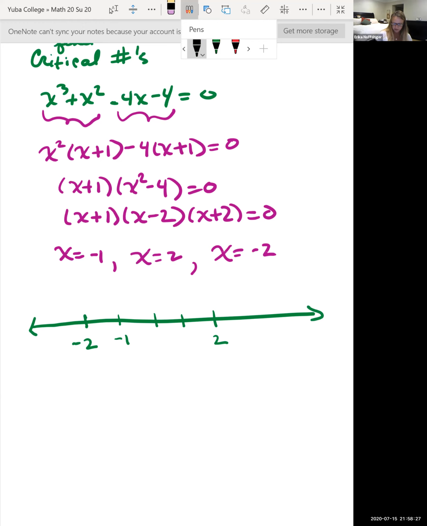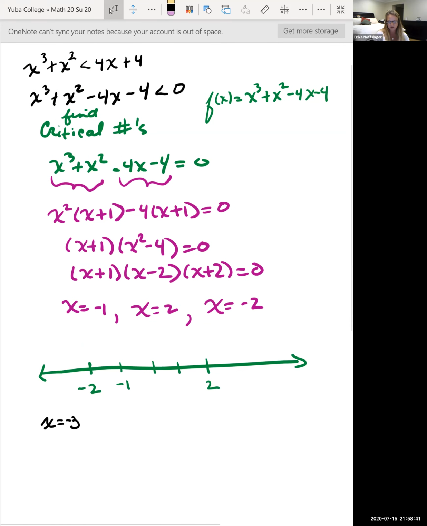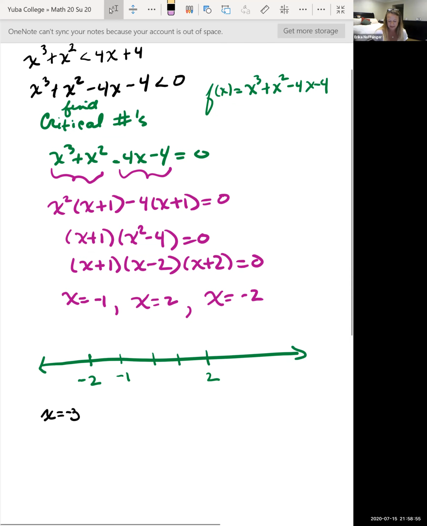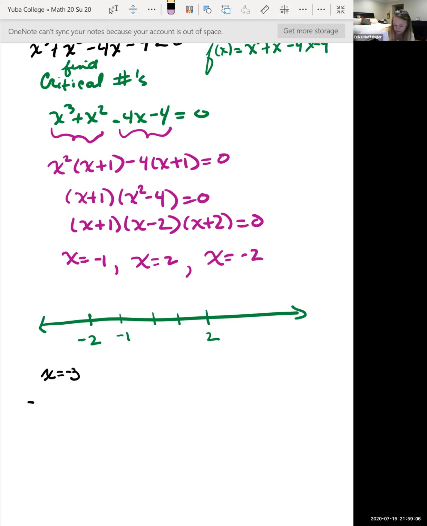And so if we choose a number smaller than negative 2, let's say negative 3, we want to know if we plug it back into our inequality, is this going to be a true or a false statement? Let's just do a little bit of practice. Remember that we had that remainder theorem that said f of negative 3 is the same thing as the remainder of that factor. So if we looked at x minus 3, wasn't it the same thing?